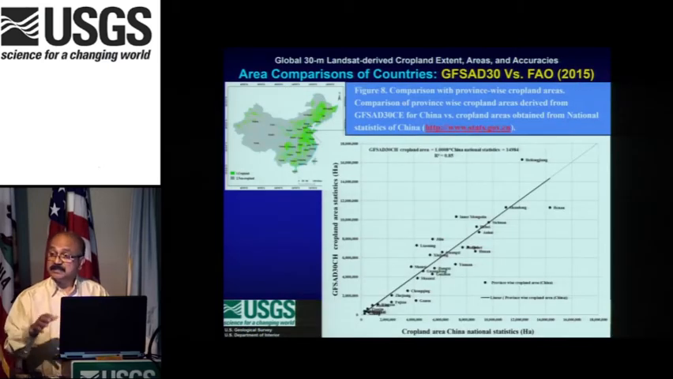But the point is not calculating country statistics. The beauty of this is that you can calculate sub-country statistics, and even village level or farm level statistics are possible. For China, we calculated all the provinces and compared them with the Chinese national statistics. You can see the comparison there.